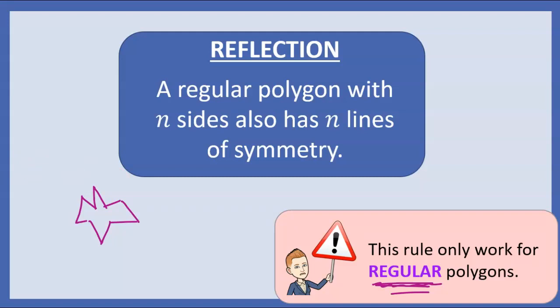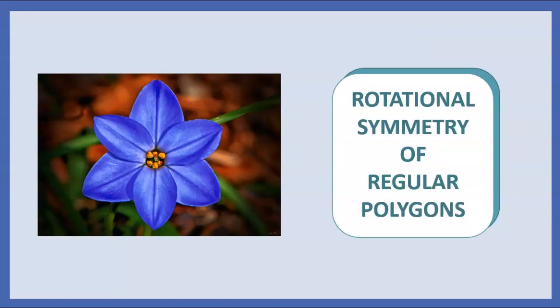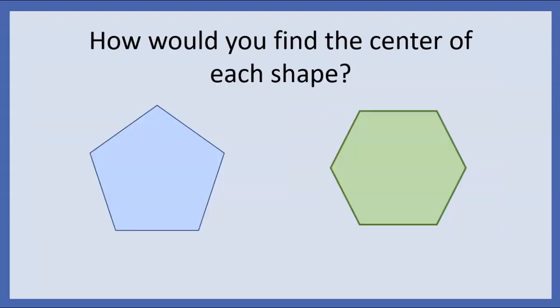So now that we've covered reflectional symmetry, let's take a look at rotational symmetry. Rotational symmetry of regular polygons. So we have a regular pentagon and a regular hexagon up on the board. And we're asking, how would you find the center of each shape?